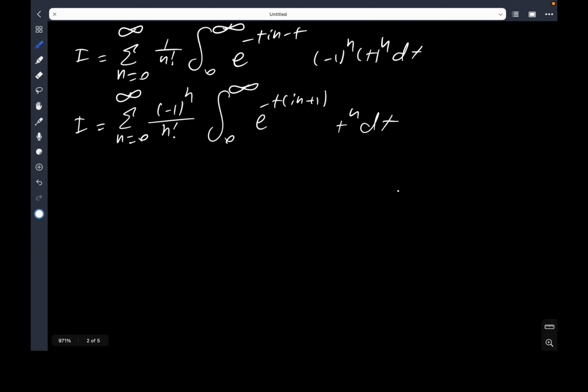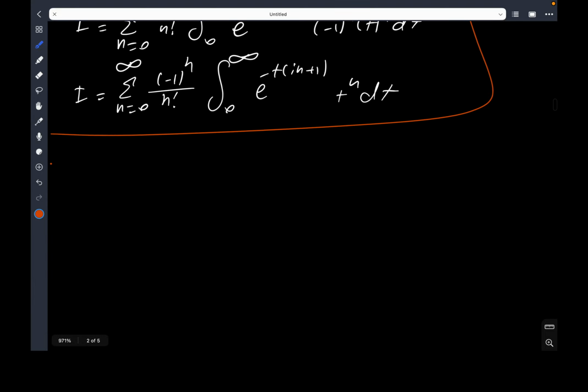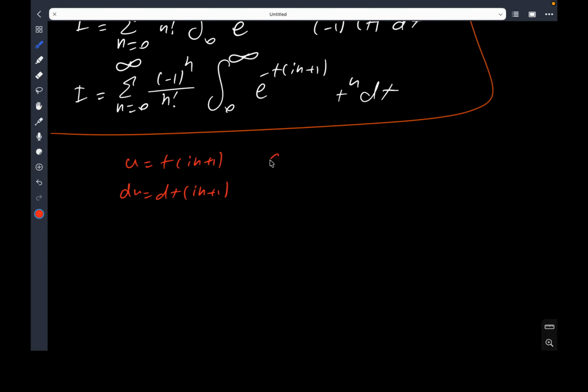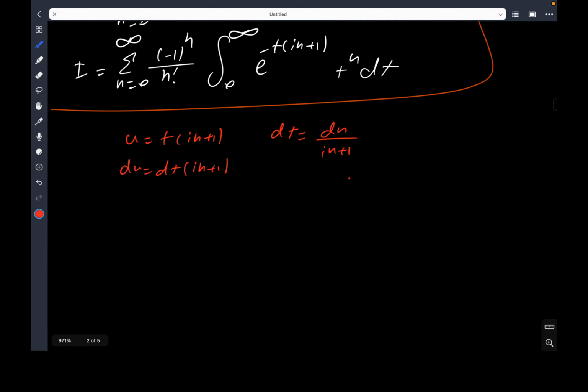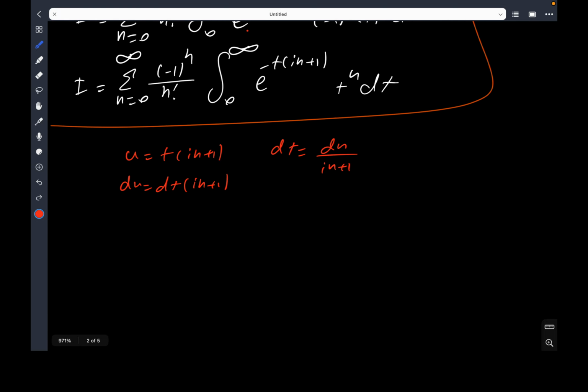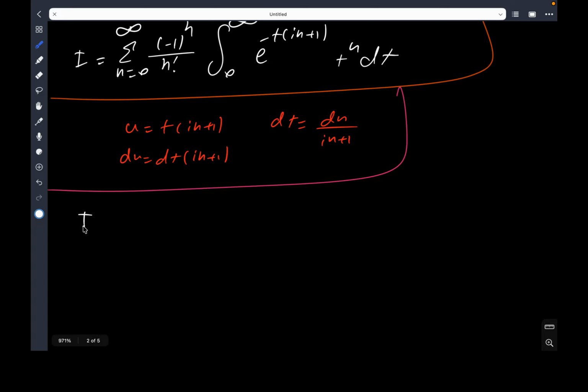Here I'm going to do another substitution. I'm going to define u to be t times (n plus 1). Thus du is dt times (n plus 1), so dt is du over (n plus 1). My bounds are going to be the same because it's multiplied by a constant. Multiplying 0 by a constant gives you 0, and constants do not have any importance when we're talking about infinity.